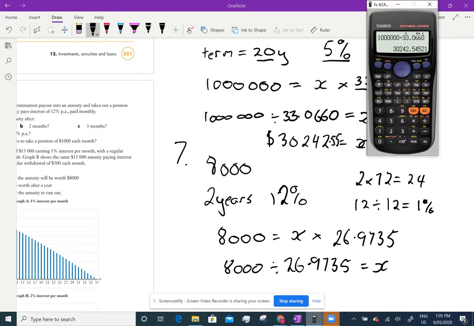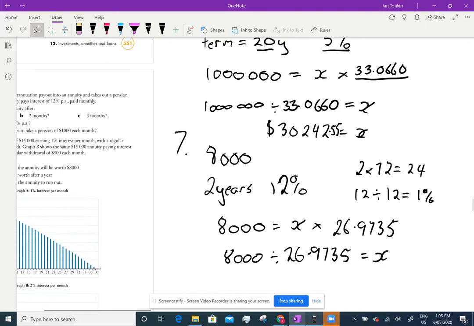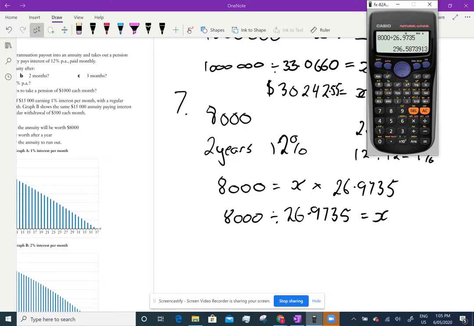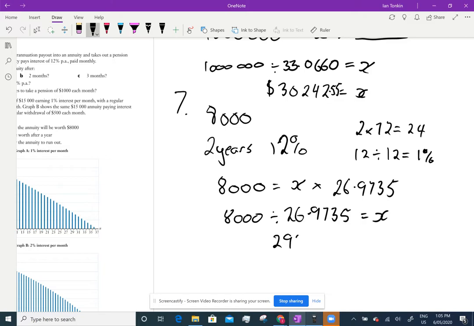Calculator, 8,000 divided by 26.9735. $296.59. That's how much she has to put away to have 8,000 by the end of the year. That's right. So that's how you use it.